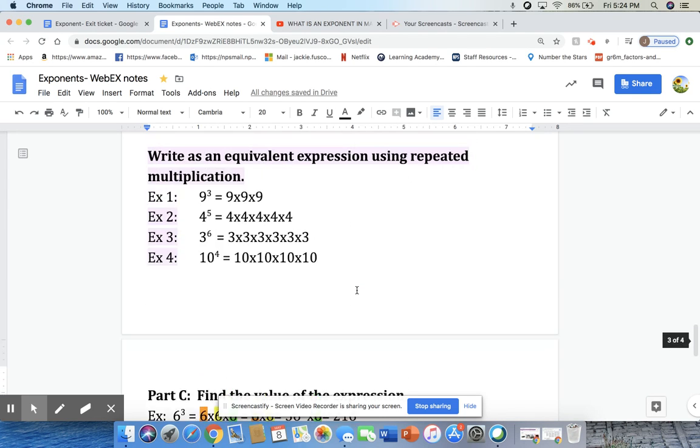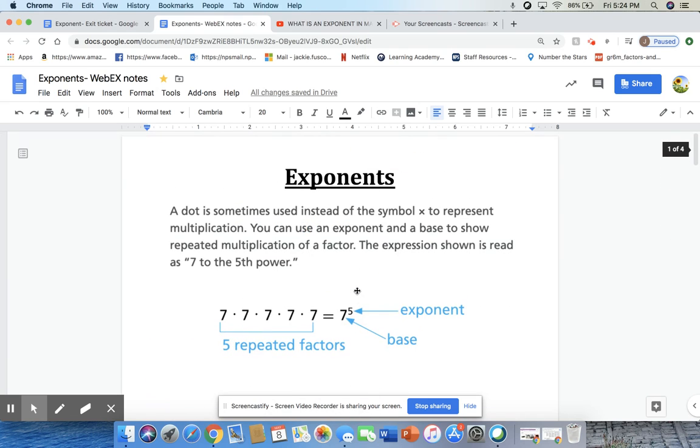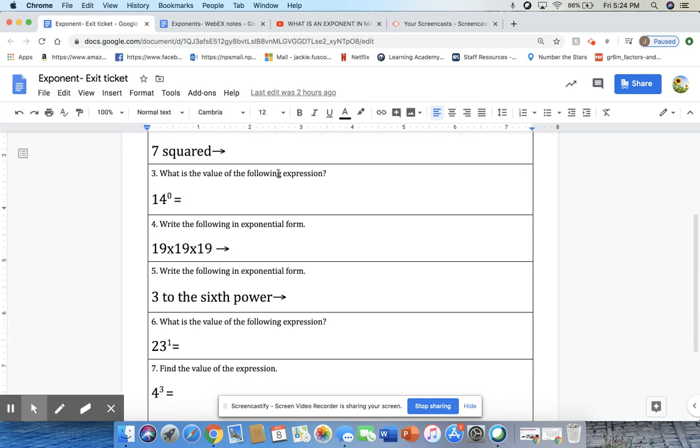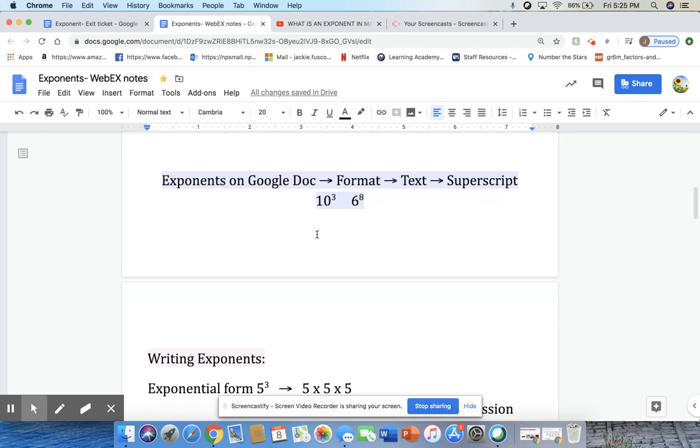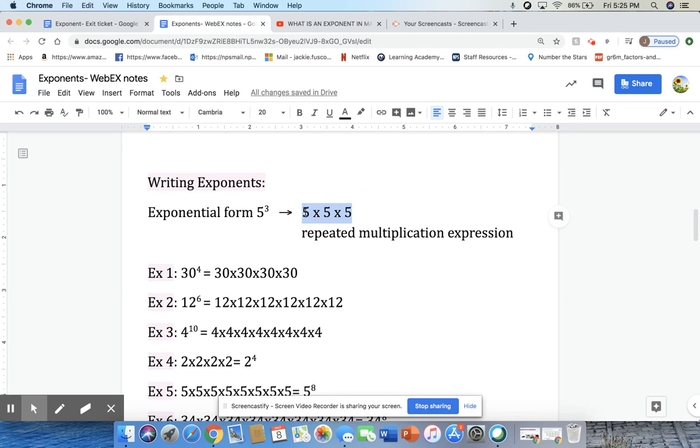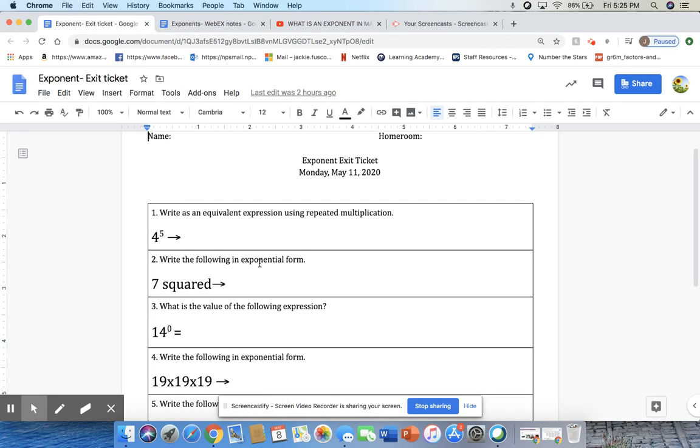Okay? Now that we've listened to the notes, let's look at our exit ticket. Our exit ticket is 8 questions that asks us to do a few different things. So write an equivalent expression using repeated multiplication. So your answer should be repeated multiplication. Remember, that looks something like this. That's repeated multiplication. Write the following in exponential form. So you should have a base and an exponent.